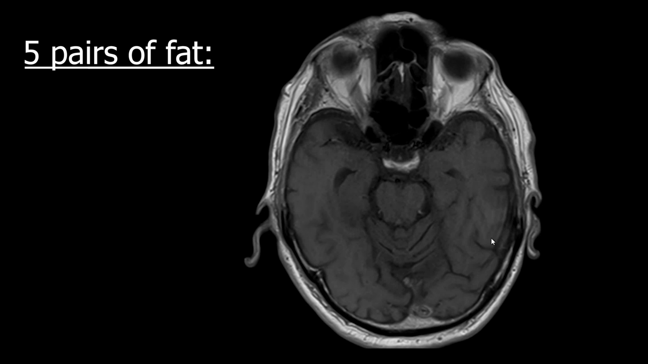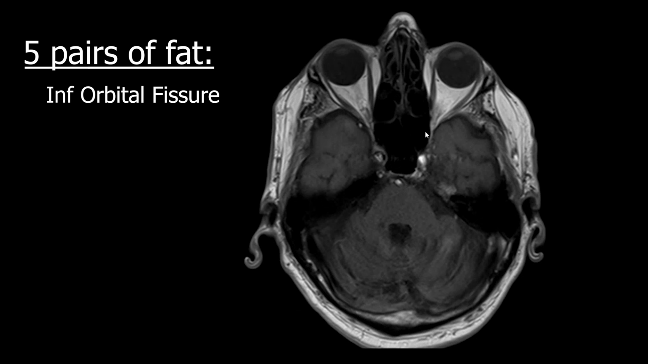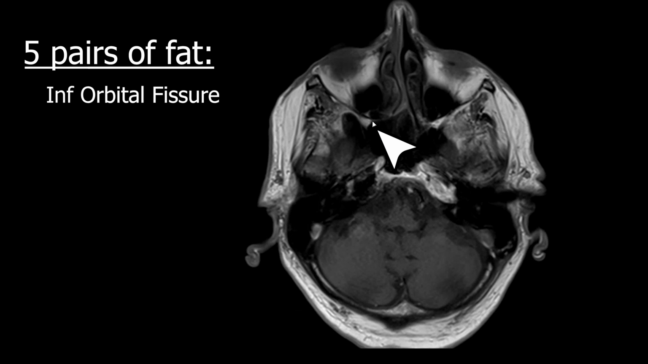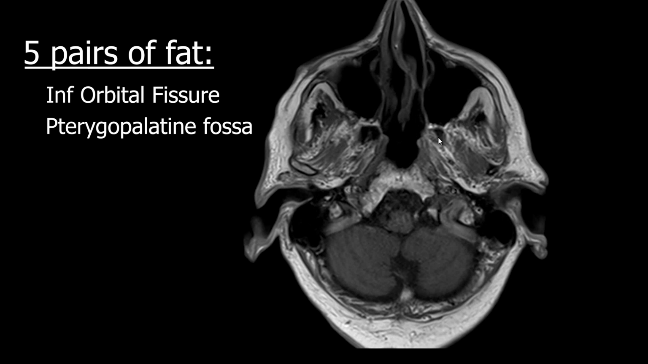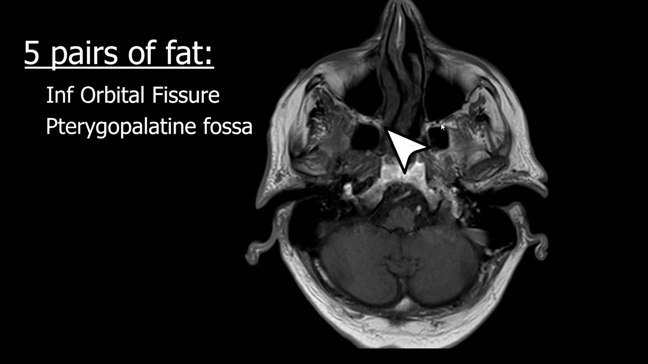The first pair of fat is the inferior orbital fissure on either side. Let's take a look. This is the inferior orbital fissure on one side. This is the other inferior orbital fissure on the other side. See, T1 hyperintense fat signal. The second pair is the pterygopalatine fossa. Here is the right pterygopalatine fossa. This is the left pterygopalatine fossa.